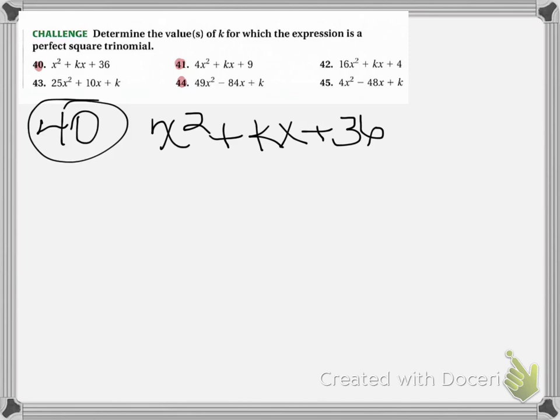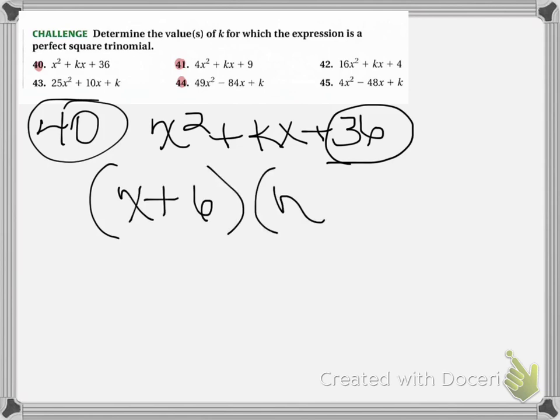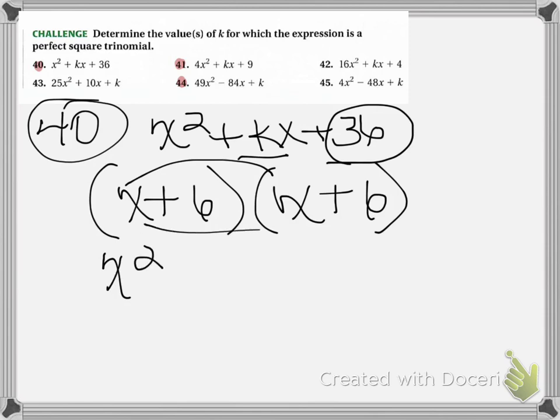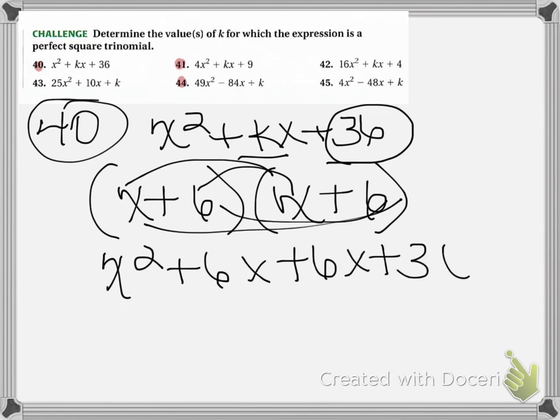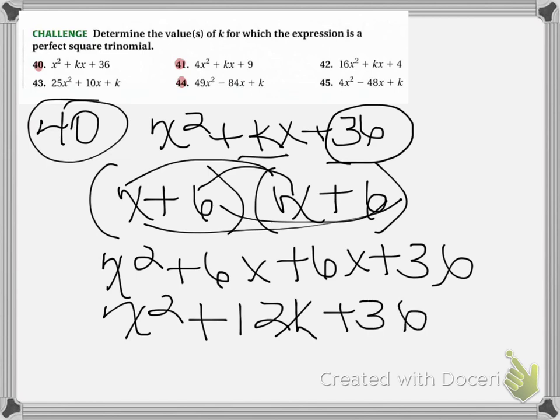Now this says we're looking for the perfect square trinomial. What is the perfect square of 36? It's 6. So I have x plus 6 times x plus 6. Then in order to find k, I want to FOIL, so x times x is x squared, x times 6 is 6x, 6 times x is 6x, and 6 times 6 is 36. So then I combine like terms to x squared plus 12x plus 36. So my k equals 12.